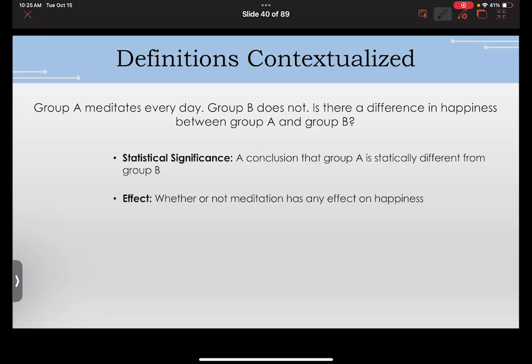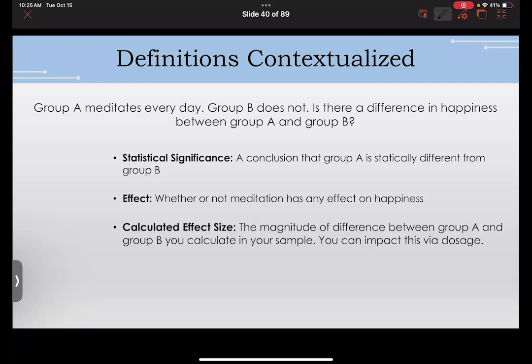If it has no effect on happiness, then no study we can run will make it have an effect on happiness. If it does affect happiness, we can still have a study that doesn't show it does, right? We can fail to find a real effect. Ideally, our power is such that we do find the effect if it's out there in the world. We will also calculate an actual effect size, which is the magnitude of difference in happiness between group A and group B. This one we can impact, right?